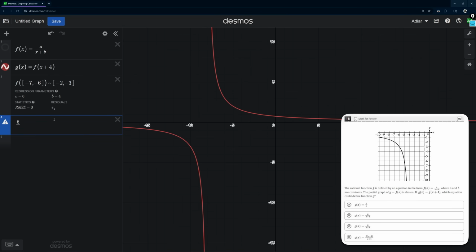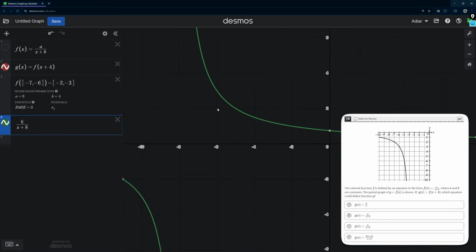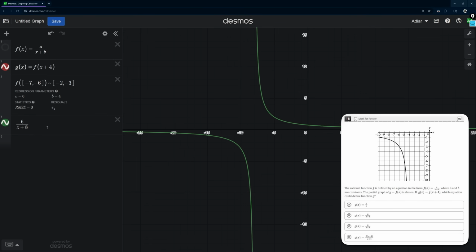Answer choice A says 6 over x, and if we change this to green, we can see that the green does not equal red. If we try answer choice B, 6 over x plus 4, we can see that green does not equal red. But if we try answer choice C, 6 over x plus 8, then green does equal red. Now, because we are doing an eyeball test, I'm going to try all the answer choices, but I can already tell that D is wrong because x plus 4's cancel out, and it'll leave us with something that looks like a line.